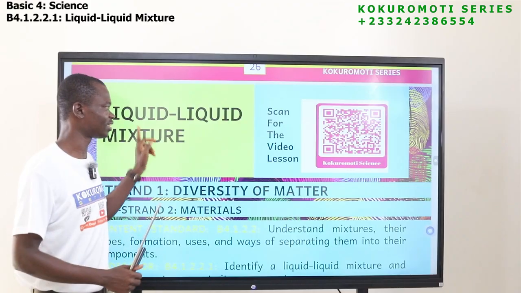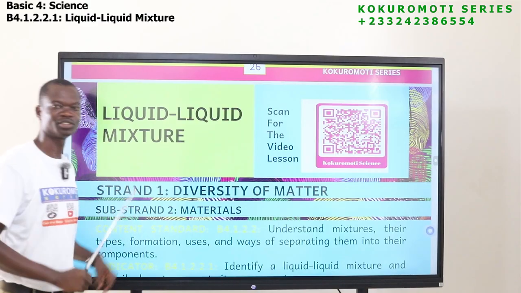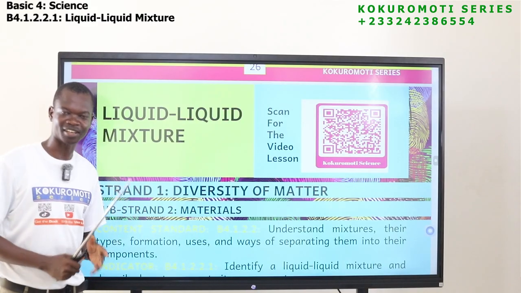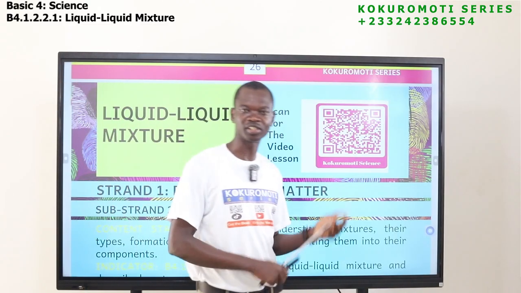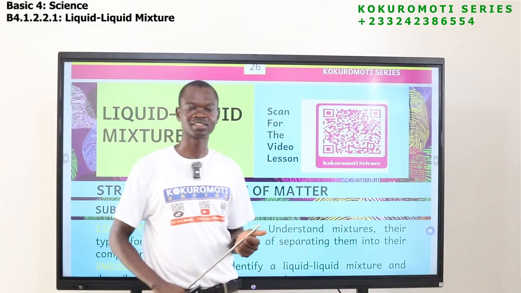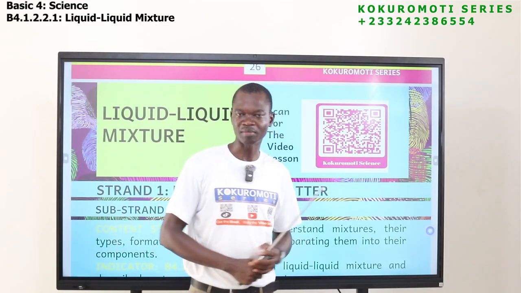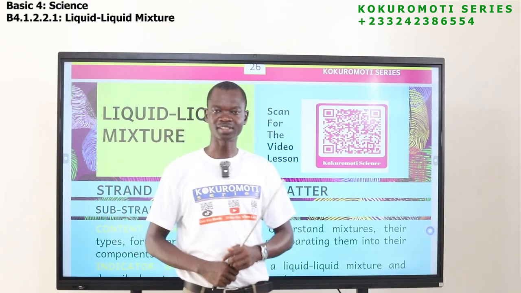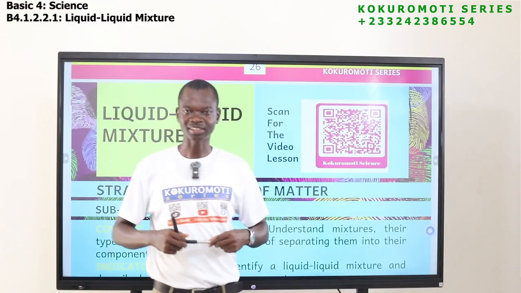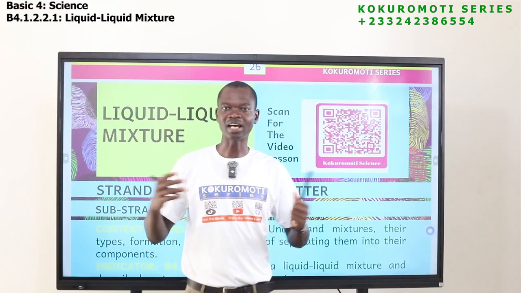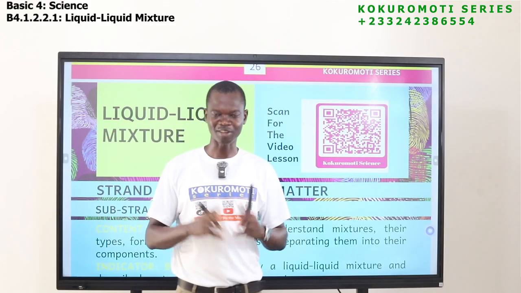Okay, so the topic for today is here. Liquid mixture. So we are looking at mixture. We have different states of matter. We have solid, liquid, we have gas. The materials around us, the things that we see around us, some of them are in solid state, some are in liquid state, some are also in gaseous state. Today we are going to look at liquid, but we are looking at a mixture made up of two or more liquids. That is liquid mixture. I hope you understand it.